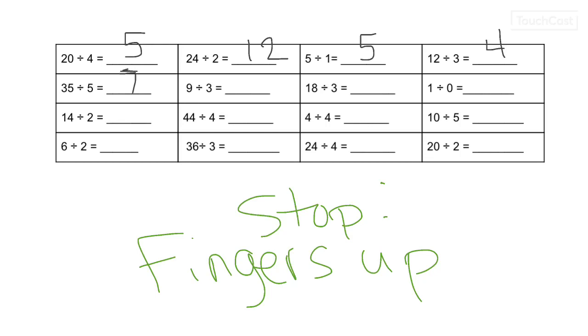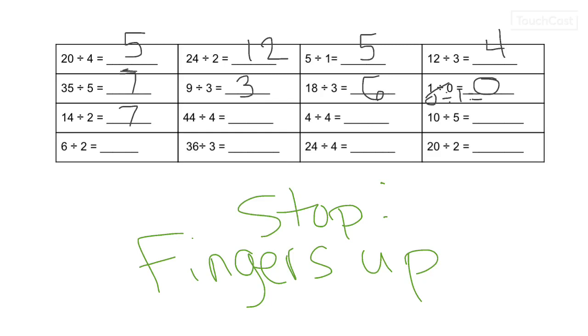I'm going to roll my 3s till I get to 9. 3, 6, 9. Stop. How many fingers are up? 3. I'm going to roll my 3s till I get to 18. 3, 6, 9, 12, 15, 18. Stop. How many fingers are up? 6. 1 divided by 0. Well, again, remember that anything divided by 0 is 0. Let's roll our 2s till we get to 14. And this should actually say 0 divided by 1 equals 0. Either way. Let's roll our 2s till we get to 14. 2, 4, 6, 8, 10, 12, 14. Stop. How many fingers? Again, 7.